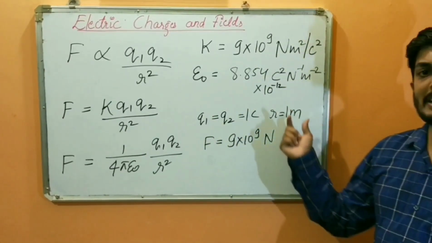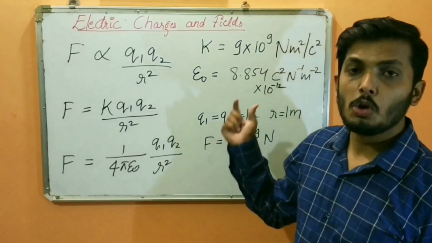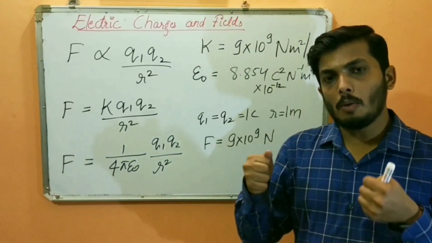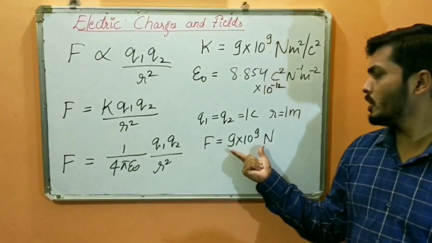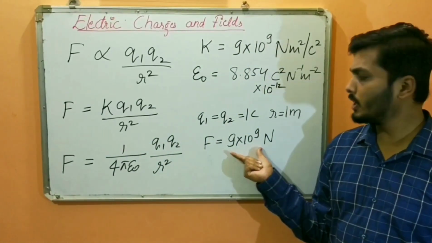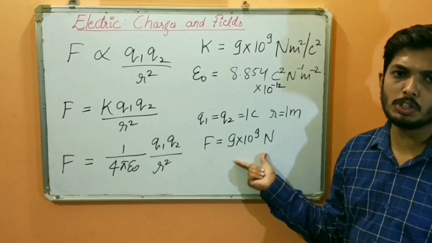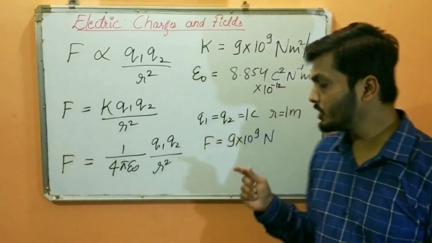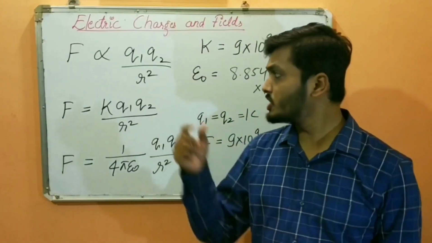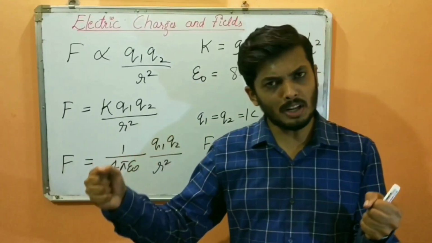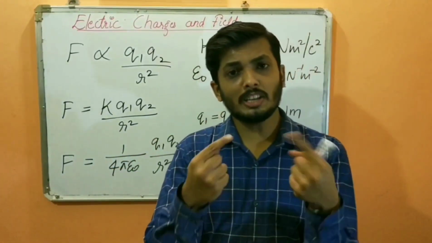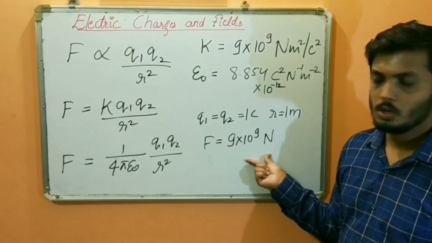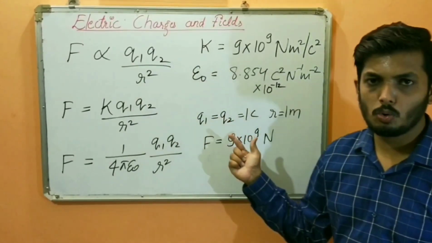So 1 Coulomb is that charge which, when placed at a distance 1 meter apart from a similar kind of charge, experiences a repulsive force of 9 into 10 to the power 9 Newton. So that is the definition of 1 Coulomb. So from this equation you can define 1 Coulomb also.